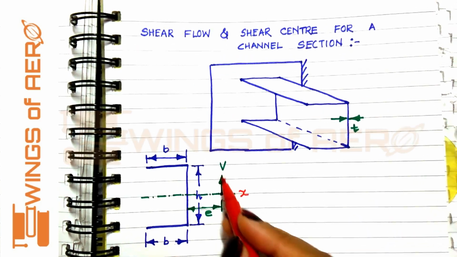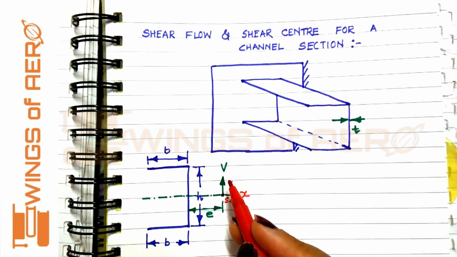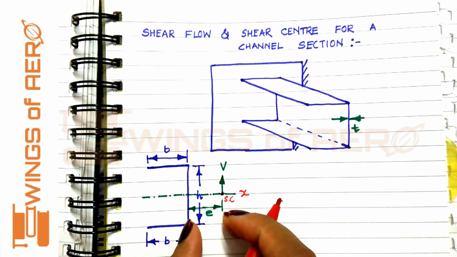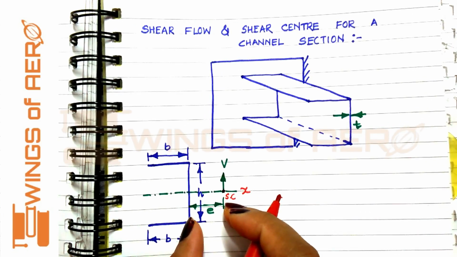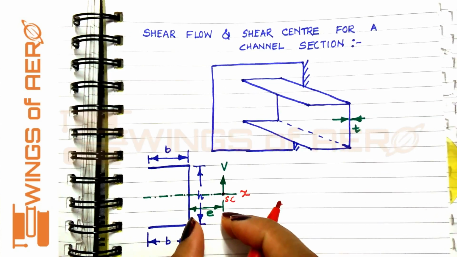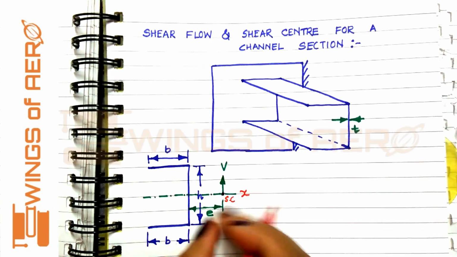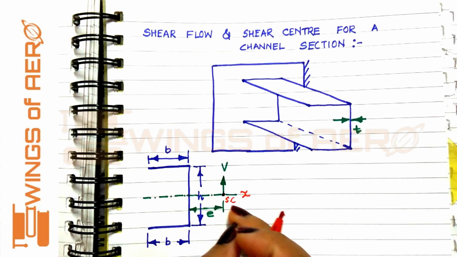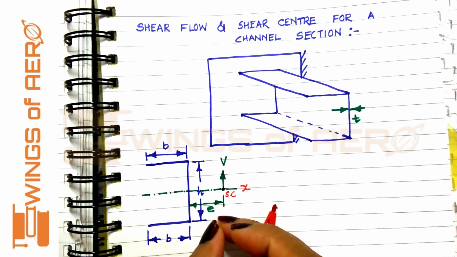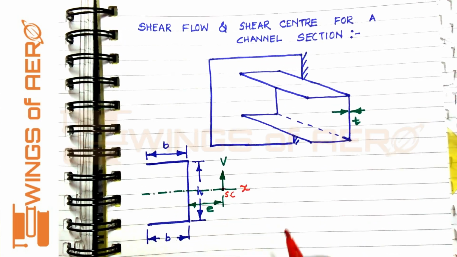point. So here V is the shear force, and the distance between the web and the vertical force, that is the shear force, is e. The distance is e. That is the shear center distance, or we can also call it the center of twist.